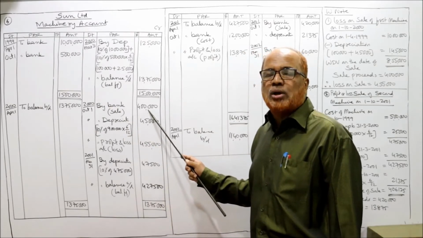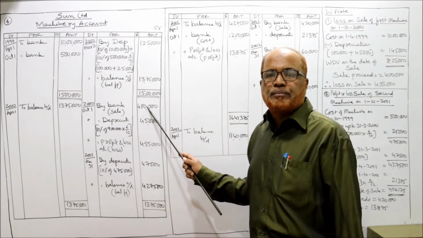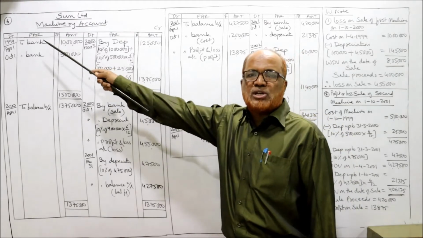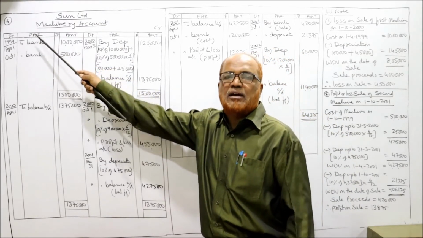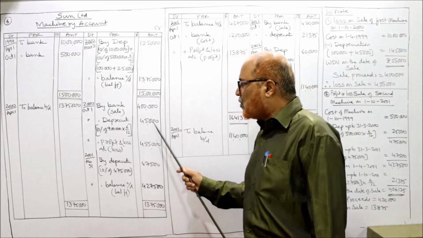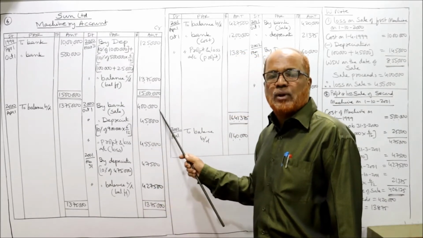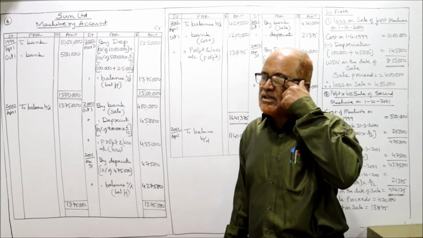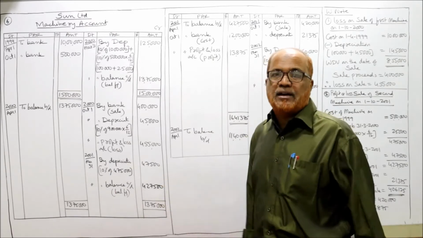At what price it is sold? 4 lakh rupees, given in the problem. The plant which was purchased on 1/4/1999 was sold for rupees 4 lakh. So by bank, sale, 4 lakh. Now we have to find out the depreciation during the current year.